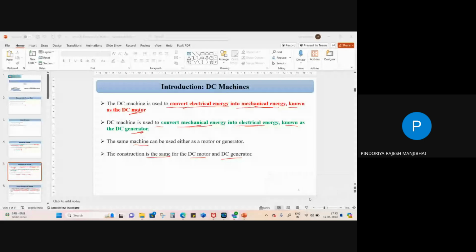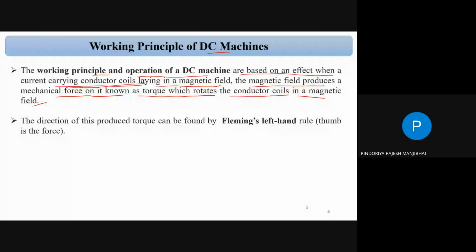So, the working principle of DC machines. It is a simple principle: whenever a current carrying conductor is put in a magnetic field, the magnetic field produces a mechanical force, and that force is nothing but torque. That is ultimately our target, we need to develop mechanical torque. And mechanical torque is related to the weight, how much weight you have to carry.